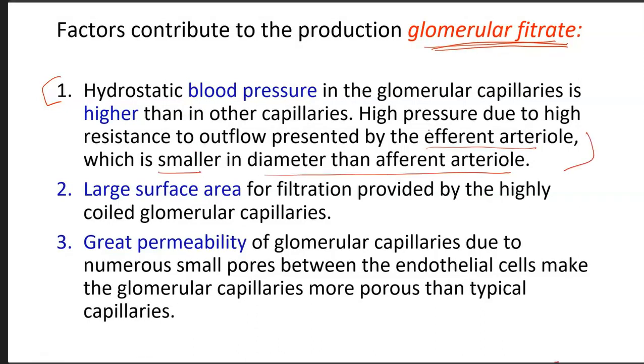Says here. Betul lah saya cakap tadi kan. So afferent arterioles will have the bigger diameter compared to the efferents. So the difference in diameter causes the blood to flow in high pressure in the glomerulus.